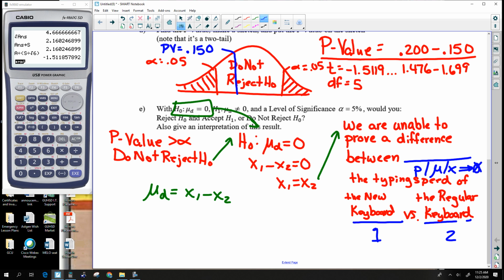Okay, and so those are those. That's the writing prompt there. We are unable to prove a difference between the typing speed of the new keyboard versus the regular keyboard. Again, if that was like mu1 is equal to mu2, I would say we are unable to prove the difference between the average typing speed of the new keyboard, and, or if there was a probability, it'd be the probability of the typing speed, et cetera, et cetera.